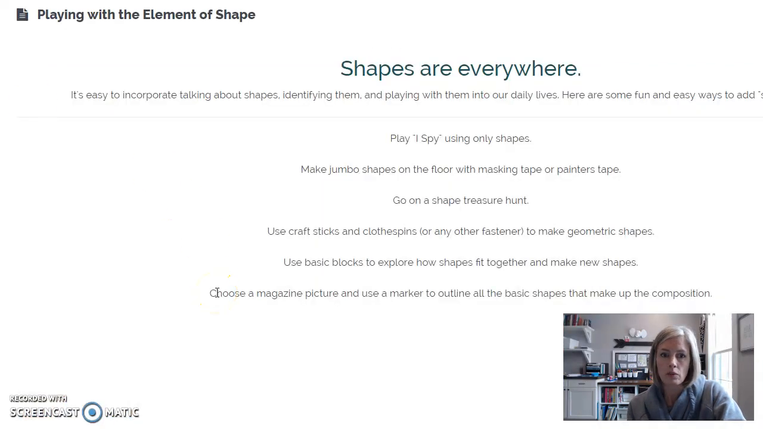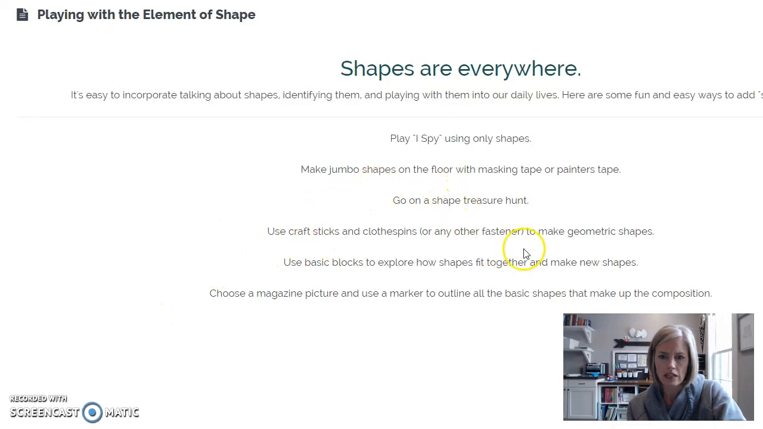Next comes playing with the element. Under playing with the element of shape, you will find probably 10 or 15 ideas for each element of simple, no prep ways that your child can engage with that element. These are hands-on exploration ideas that don't necessarily result in a finished product, but are a process for them to learn through.